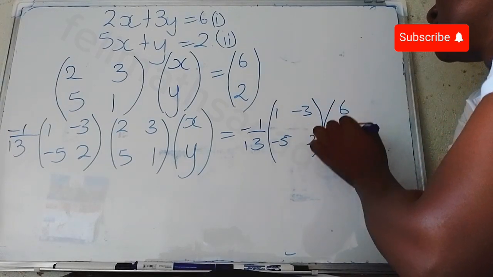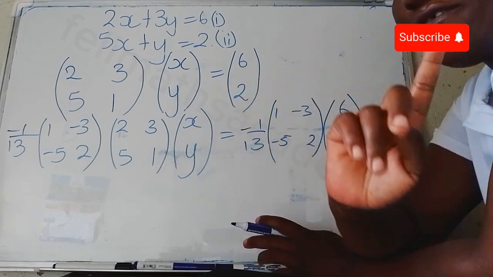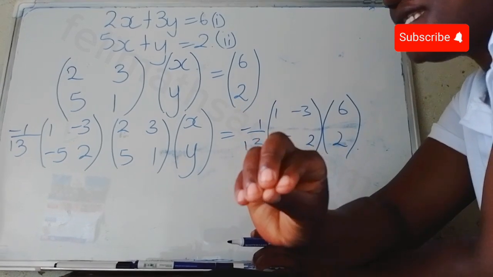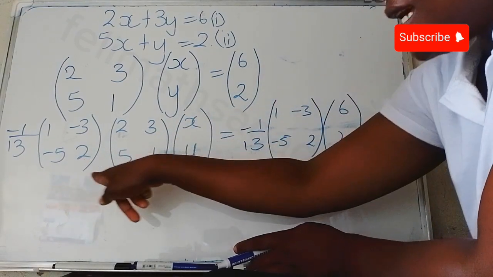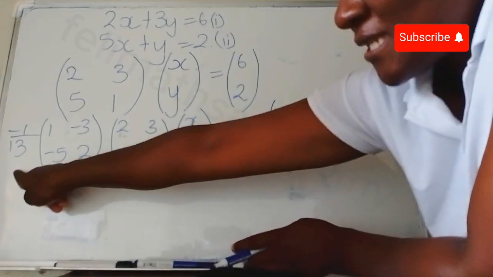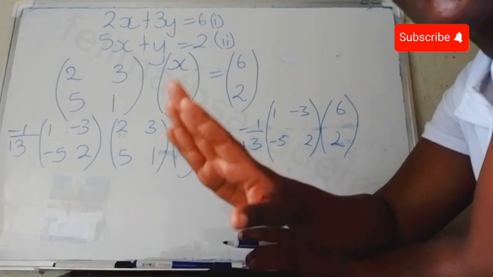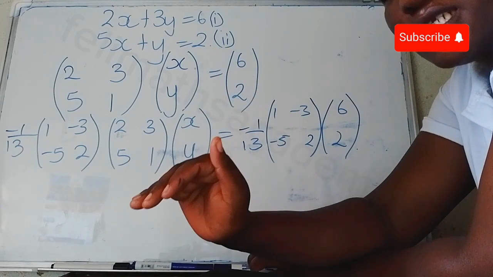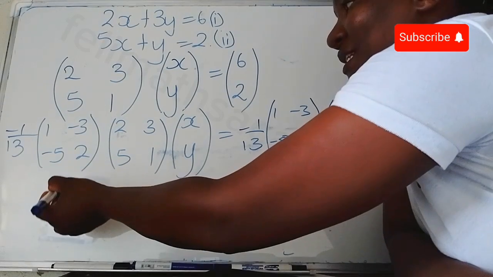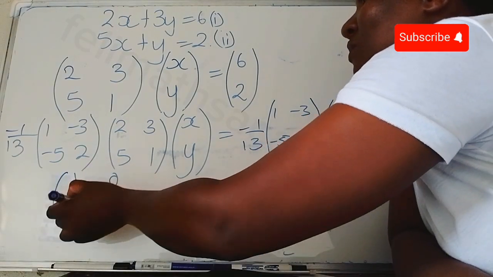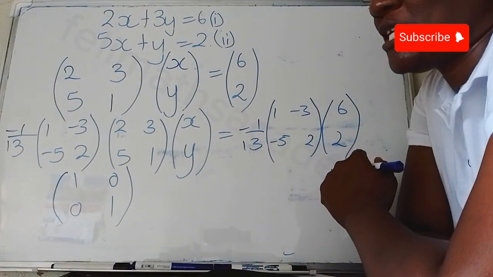multiplied by 6, 2. Right. Remember, when I gave you points to note, I said if we multiply a matrix by its inverse, this is our matrix and this is its inverse. We are multiplying these two. If we multiply these two, we should get an identity matrix, right? So we are going to get our identity matrix 1, 0, 0, 1. That's our 2 by 2 identity matrix, right?